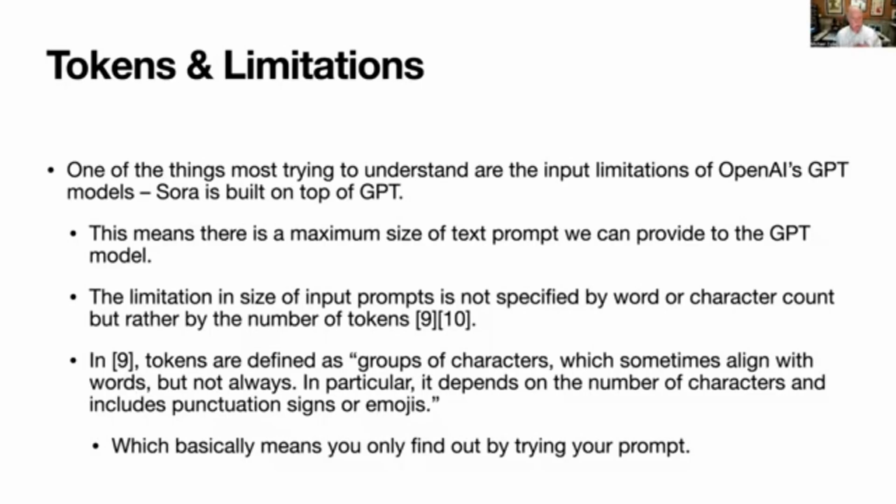Got it. Now, let's talk about tokens and limitations. One of the things most trying to understand are the input limitations of OpenAI's GPT models. Sora is built on top of GPT. This means there is a maximum size of text prompt we can provide to the GPT model. The limitation in size of input prompts is not specified by word or character count, but rather by the number of tokens. In Reference 9, tokens are defined as groups of characters which sometimes align with words, but not always. In particular, it depends on the number of characters and includes punctuation, signs, or emojis, which basically means you only find out by trying your prompt.